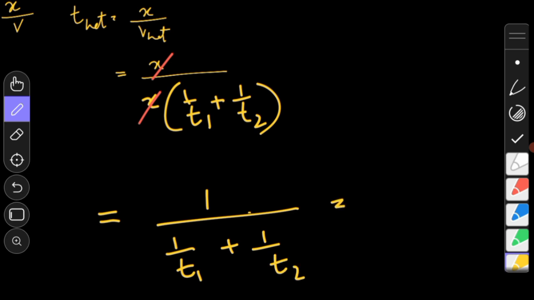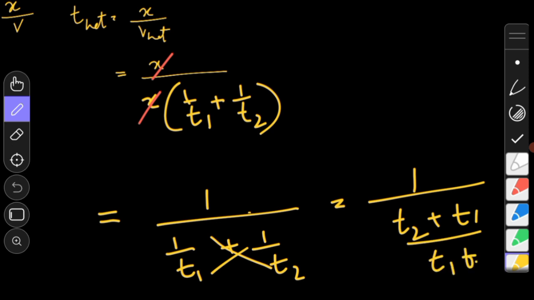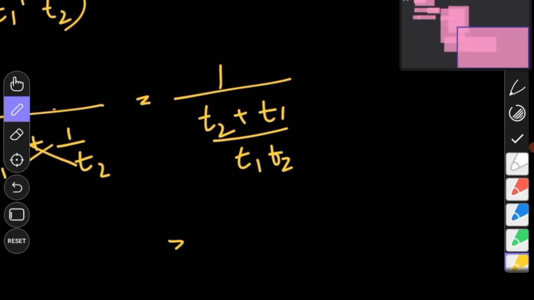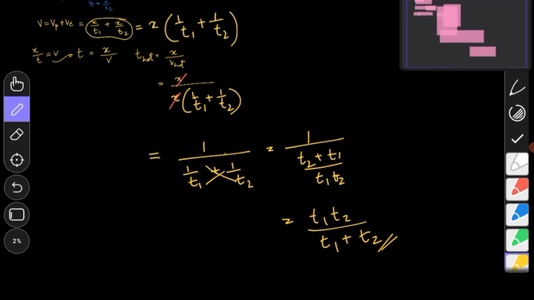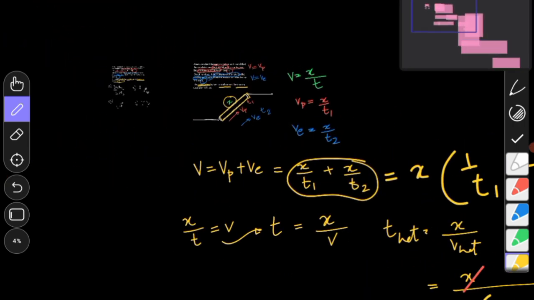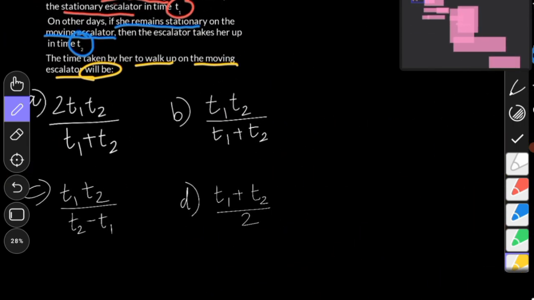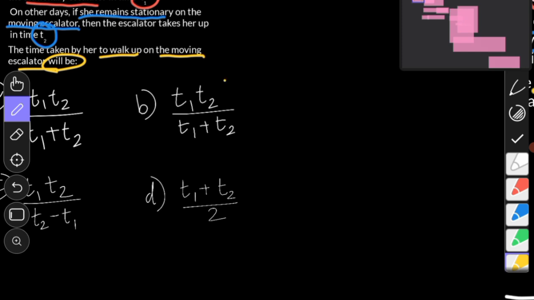On cross multiplication we will get 1 by (t2 plus t1) by t1 t2, which is equal to t1 t2 by t1 plus t2. So let's check the options. t1 t2 by t1 plus t2 is actually option B, and that is the correct answer.